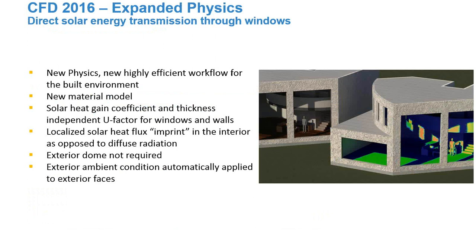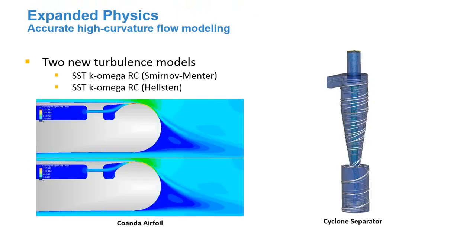They've added some expanded physics. They now have direct solar energy transmission. This is obviously big for our friends in the building space. But they've also added in turbulence models. They can do the airfoil, or they can do the cyclone separator in case you wanted to model your Dyson vacuum and see why it works so well.